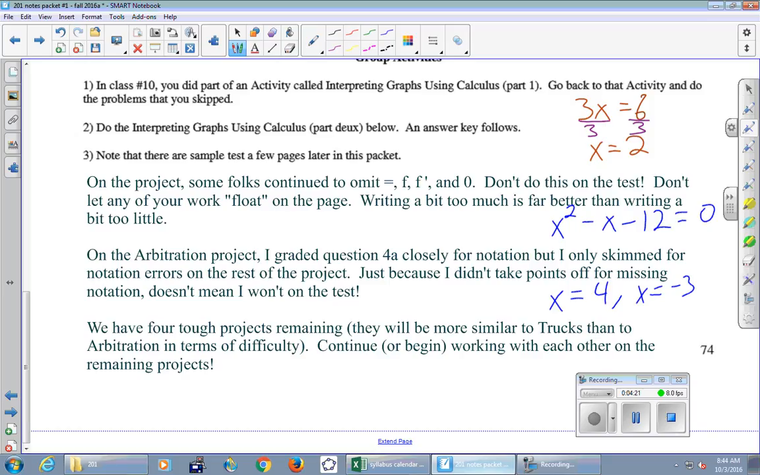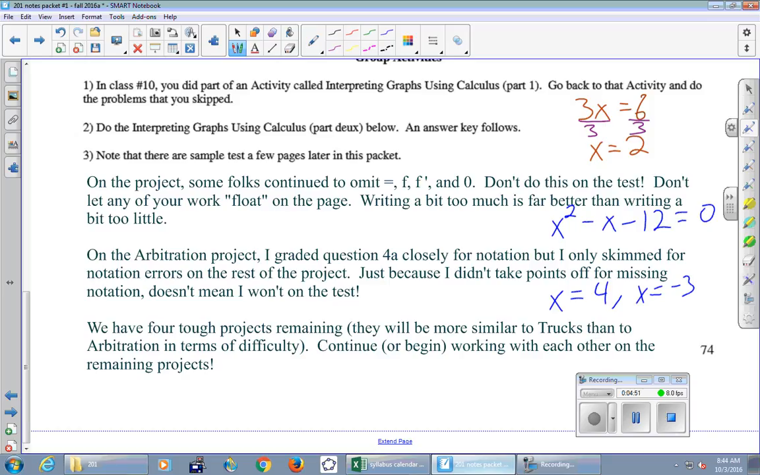On the arbitration project, I graded question 4A. That was the very first one where you had to start doing derivatives and making your table with the endpoints and all that. I looked really closely for notation there, and if I was going to take points off for notation, you're going to see it on 4A. I pretty much only skimmed the rest of the way for notation errors. I still looked at all the math, but to preserve my own sanity, I stopped looking as closely for notation from that point forward.